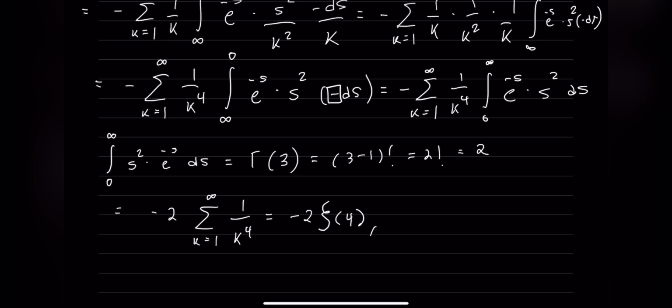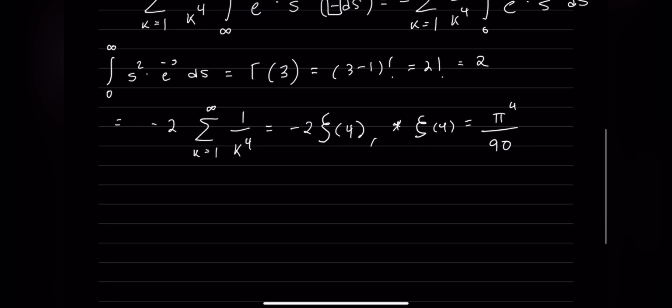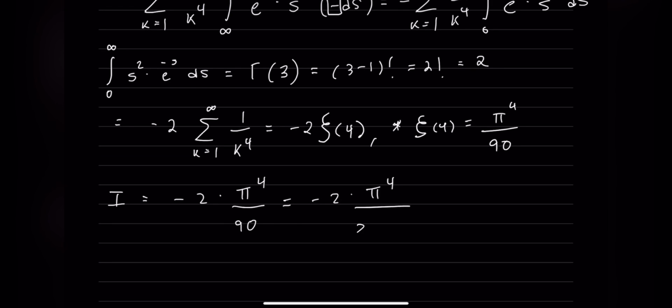And we will use the fact that zeta of 4 is defined to be pi to the 4th over 90. So the integral is minus 2 times pi to the 4th over 90, which is minus 2 times pi to the 4th over 2 times 45. The 2's cancel, and so our final value is minus pi to the 4th over 45. And so that's the answer to our integral.